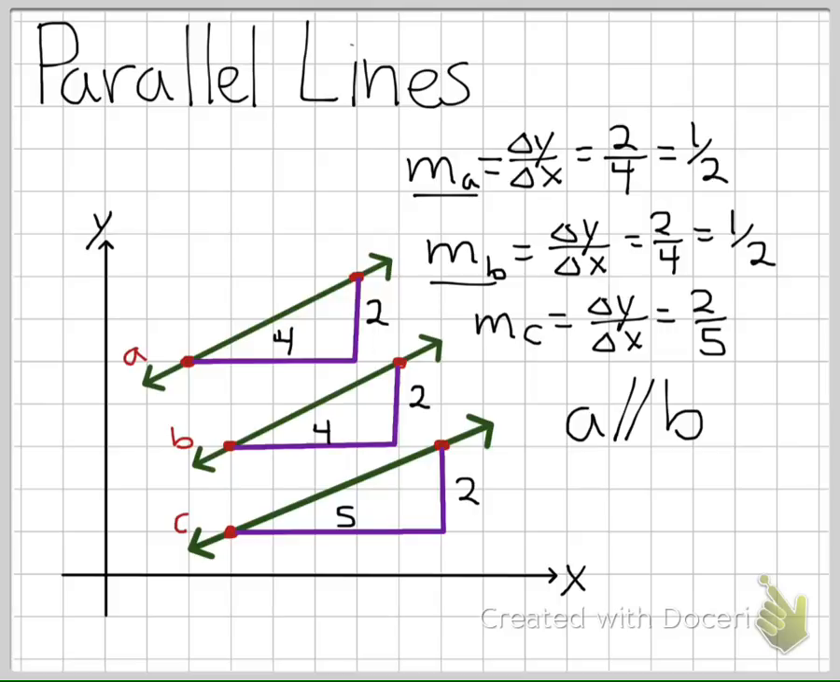Now, even though C does not show to intersect A and B, the fact it has a different slope means they're not parallel, and eventually they would intersect, so we can't say that C is either parallel to A or parallel to B.